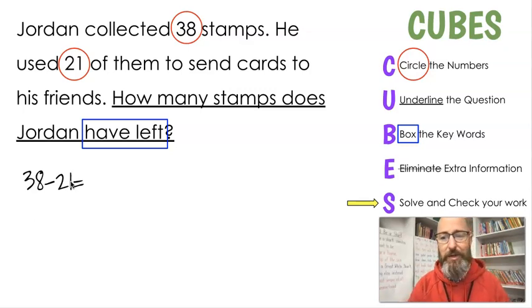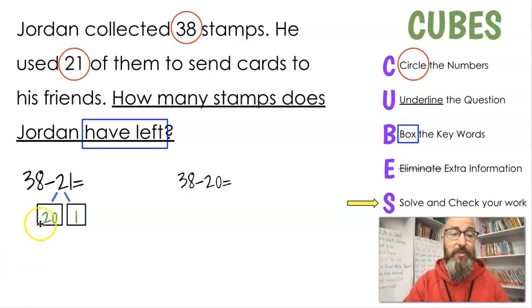Now when we solve this, we're going to use the break apart method, and we're going to break apart the subtrahend. If I'm breaking apart the subtrahend, what two numbers am I going to break that 21 into? 20 and 1. Now that we've broken it apart, we can do our first step. And our first step is to subtract. What am I going to subtract? 38 minus 20, because that's the first part of the break apart.